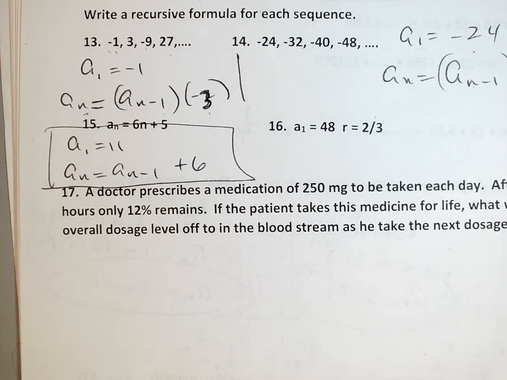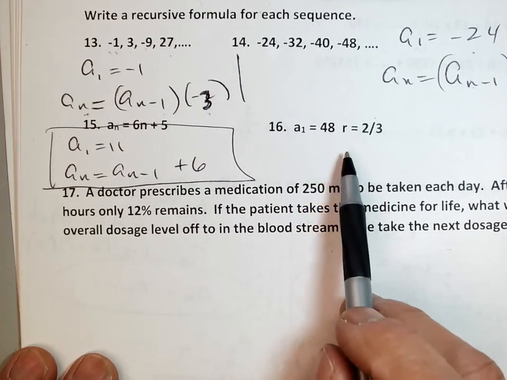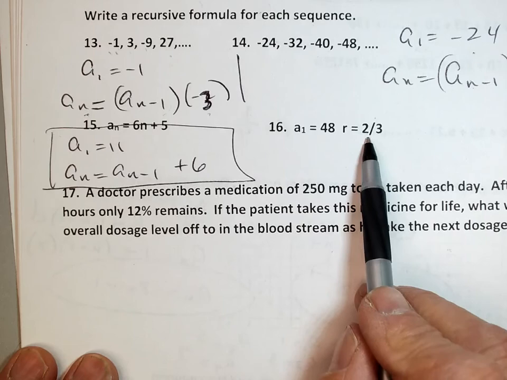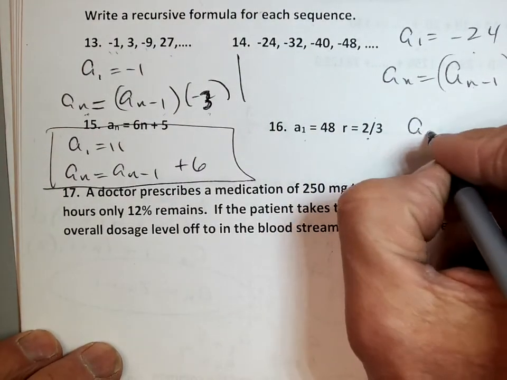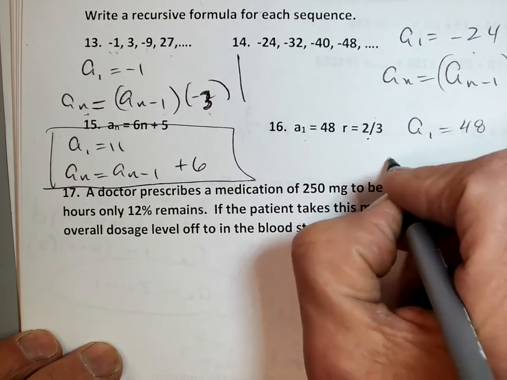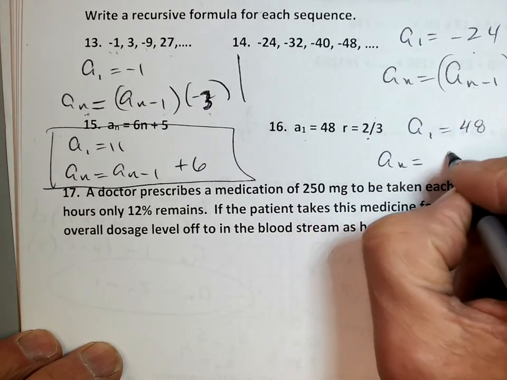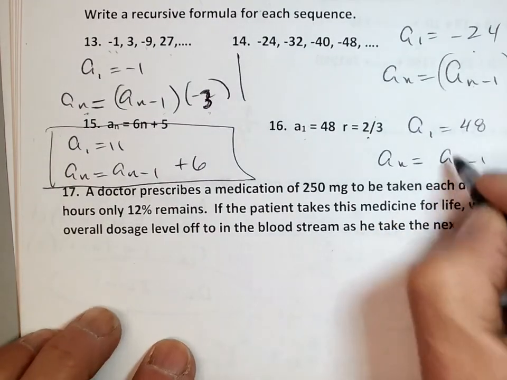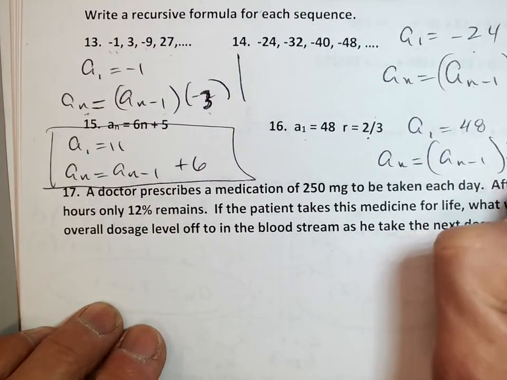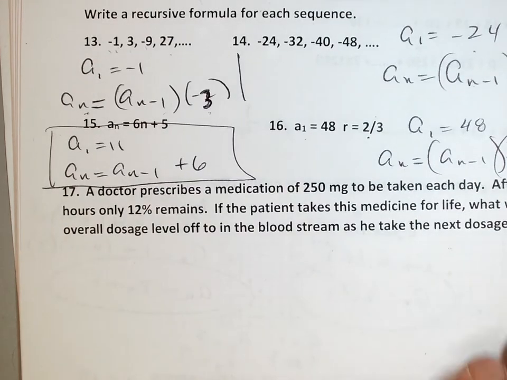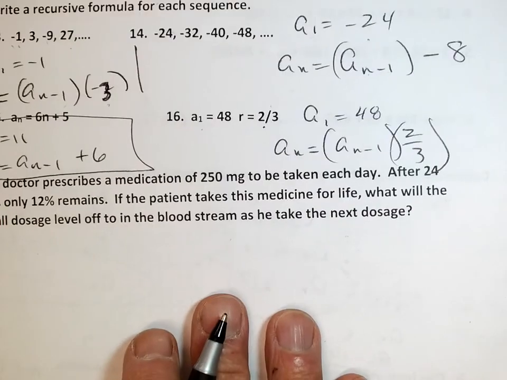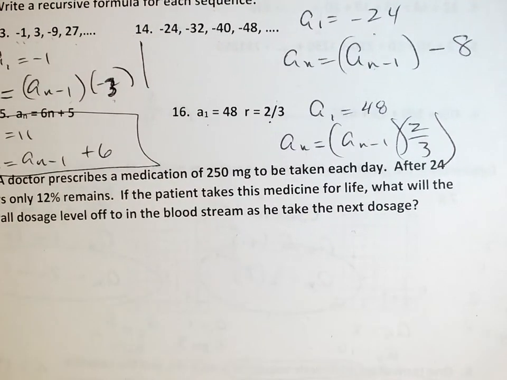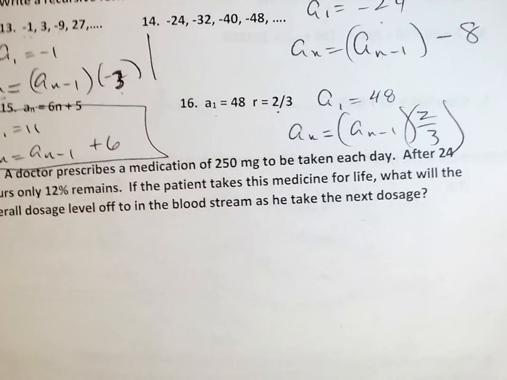Okay. All right. 16. We already know our rule, because it says r, right? So what's our first term? We know our first term. A1 is 48. I got that. And a_n equals a_(n-1). What's going on? We're multiplying by 2/3. Yeah. Last but not least, we're done, huh? Almost done. Okay. Are we good?